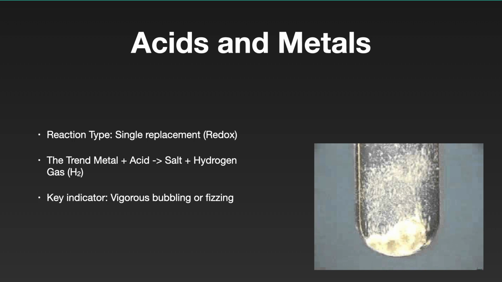The metal essentially kicks the hydrogen out of the acid. The two products you always get are a metal salt and hydrogen gas. If you've ever done this in the lab with magnesium and hydrochloric acid, you've seen it fizzing. Those bubbles are the hydrogen gas being released into the air.